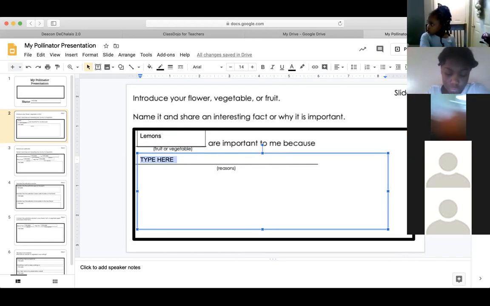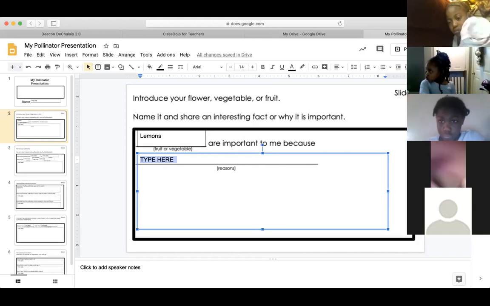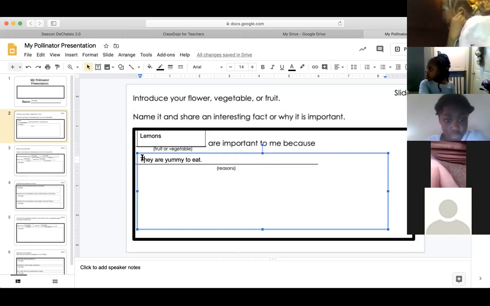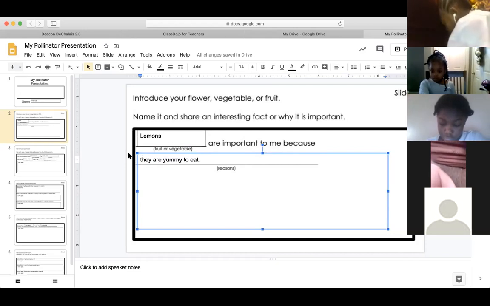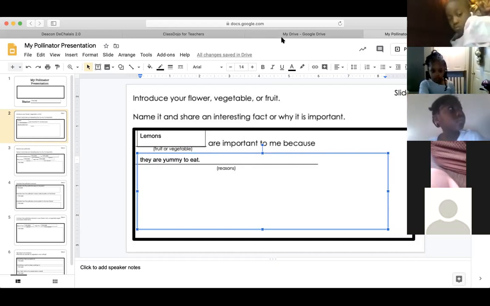Because they're fruit and they're yummy to eat. Because they are yummy to eat. Perfect. So now my whole sentence, when I read it together, says lemons are important to me because they are yummy to eat. Great job, Jamie.